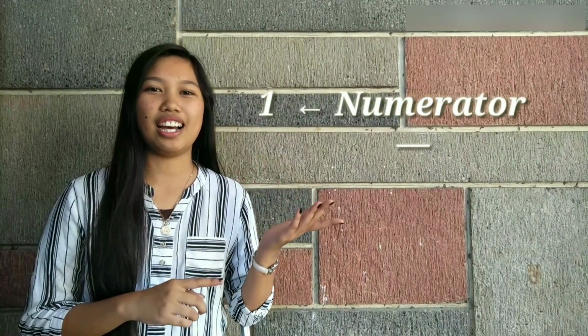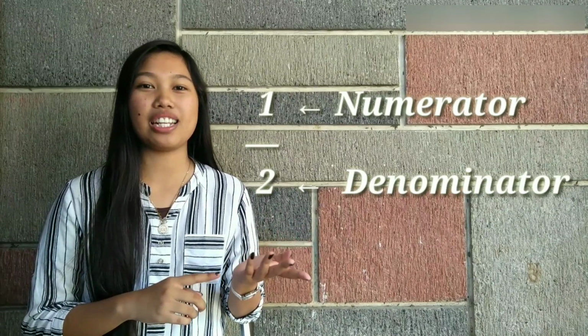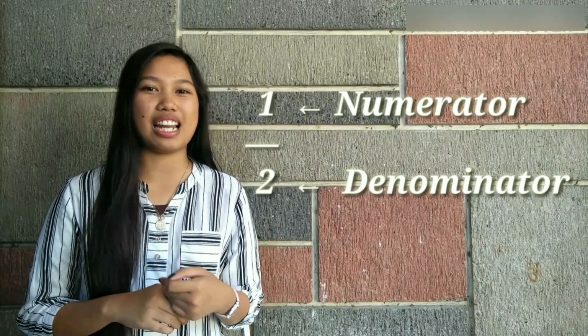A fraction simply tells us how many wholes we have. You can recognize a fraction by the slash between the two numbers. The top number is the numerator and the bottom number is the denominator. For example, 1/2. 1/2 is a fraction, 1 is the numerator and 2 is the denominator.